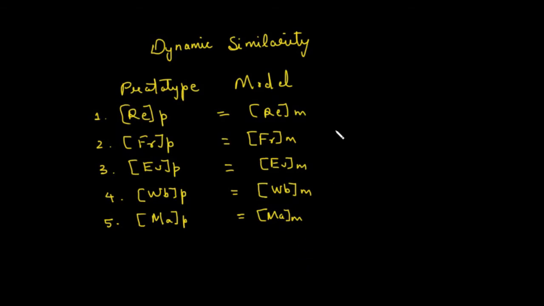So we don't match all the numbers, but we match the one or the other number which is affecting the flow in that situation. Let us say, for example, if we are talking about a pipe flow and we want to make a model of a pipe flow, then we will equate the Reynolds number, because viscous force is the governing force in that flow. So we will see the laws of modeling one by one.